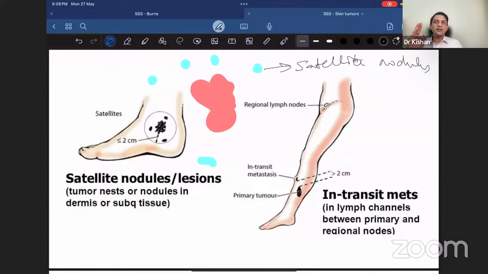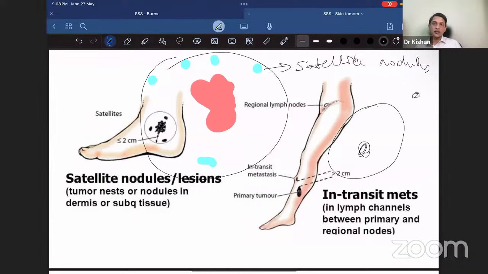Third thing is satellite nodule. See, I have revised my entire topics over there. When I got the one word, satellite nodules, everything in and around is over. If these lesions are within 2 centimeters of the malignant melanoma, then we call them satellite nodules. If the nodule is beyond 2 centimeters from the margin, then we call it in-transit mets.